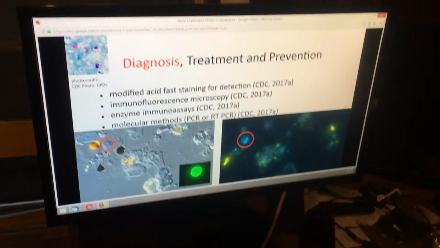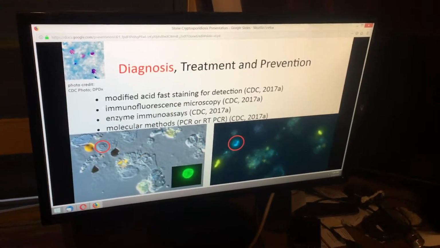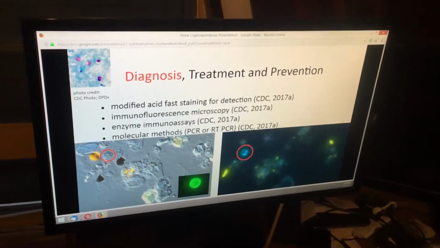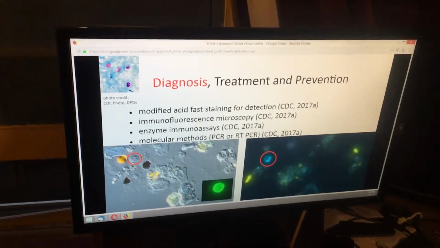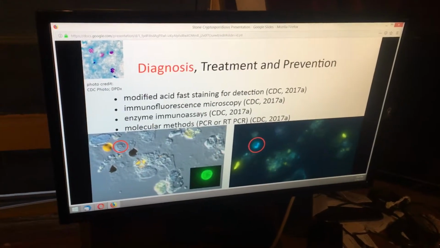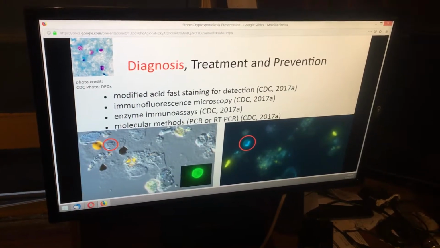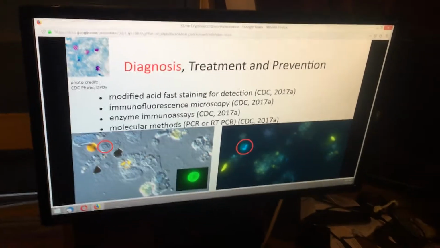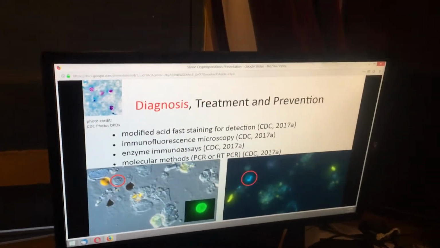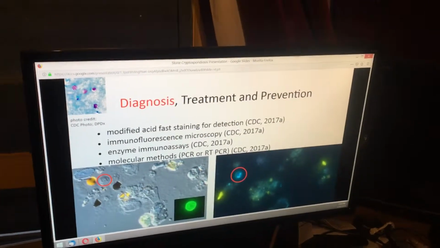There are several commercially available kits for enzyme immunoassays. They are generally better than the acid-fast stain and better than microscopy. The sensitivities on these kits range from 66% to 100%, and the specificities from 93% to 100%. Additionally, the CDC has validated a real-time PCR TaqMan method for Cryptosporidium parvum and one for Cryptosporidium hominis, but these are mostly used for research, not for diagnosis.